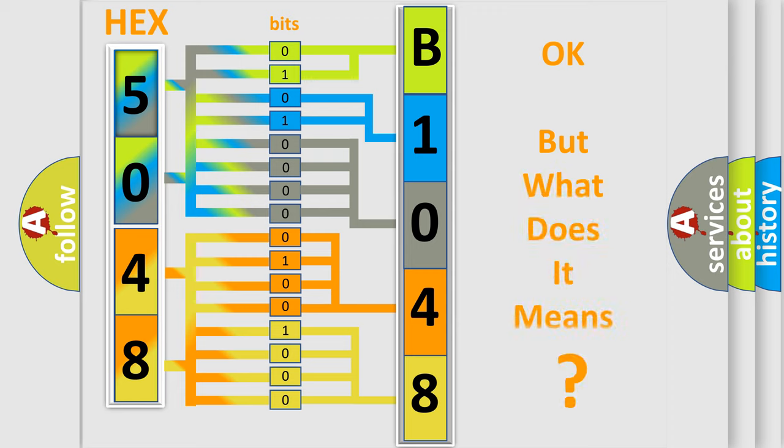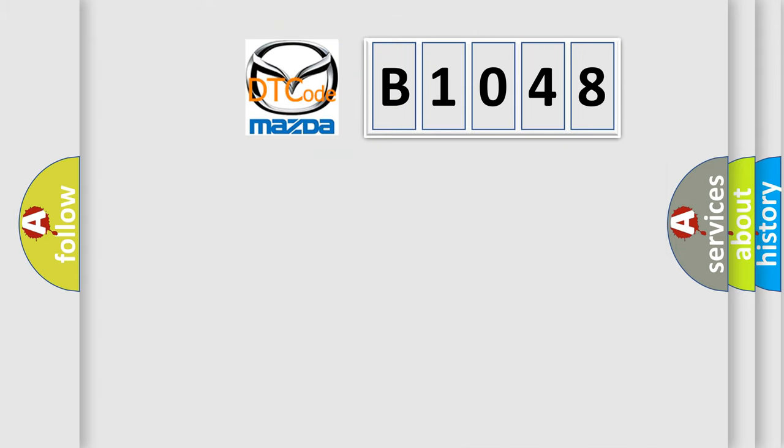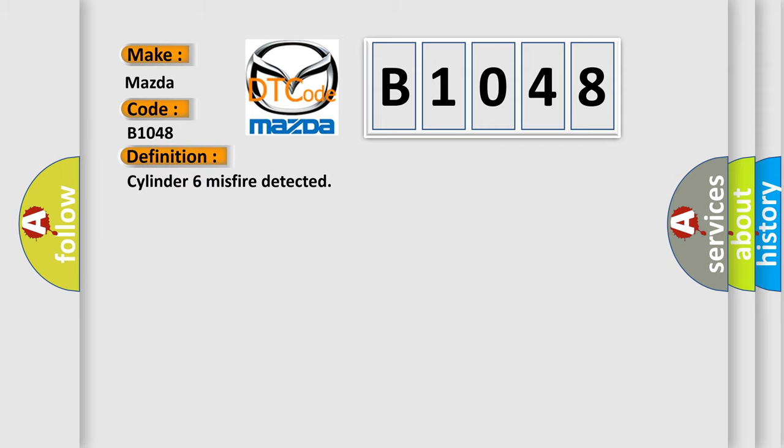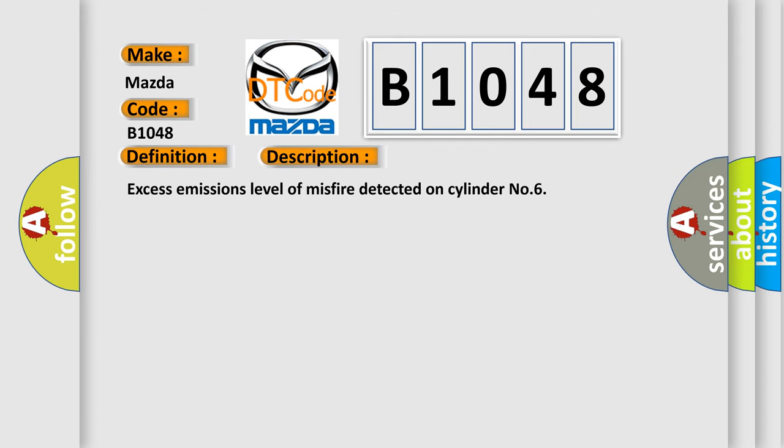The number itself does not make sense to us if we cannot assign information about what it actually expresses. So, what does the Diagnostic Trouble Code B1048 interpret specifically for Mazda car manufacturers? The basic definition is cylinder 6 misfire detected. And now this is a short description of this DTC code. Excess emissions level of misfire detected on cylinder number 6.